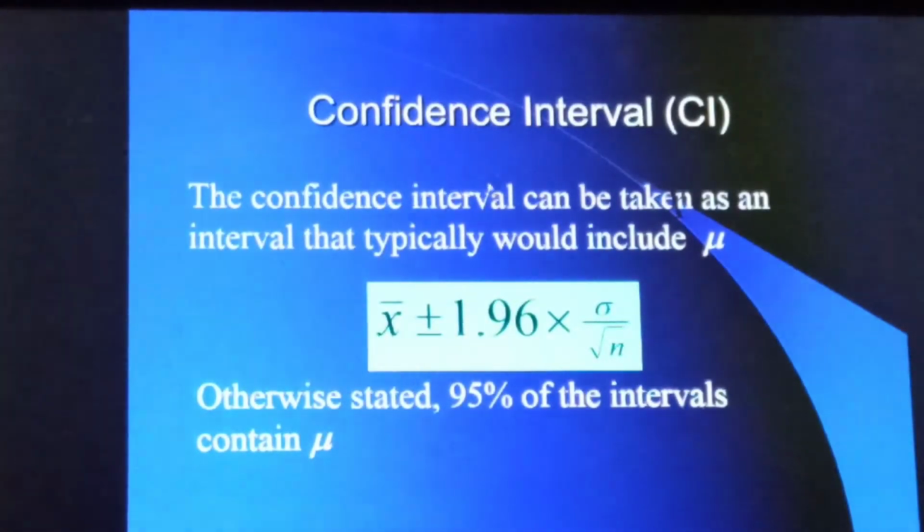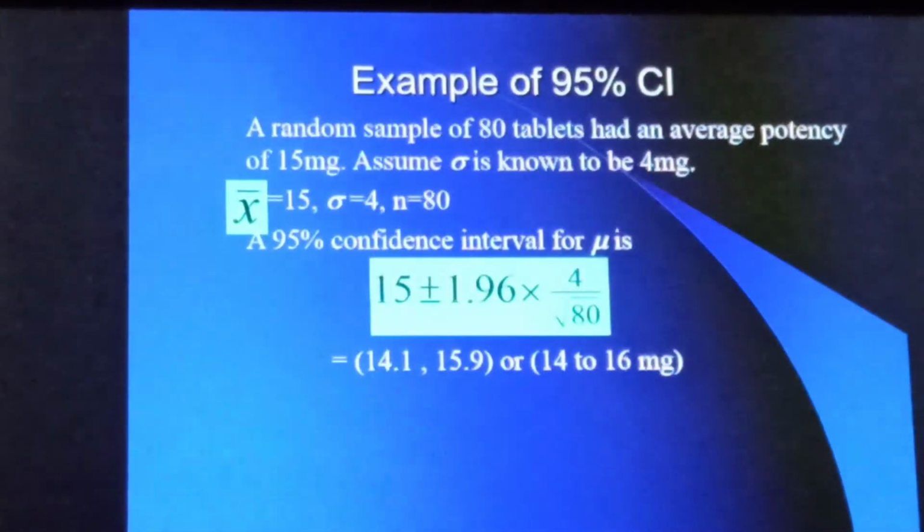And how do we compute the confidence interval now? X bar plus or minus 1.96 times the standard error, that is sigma by square root of n. This 1.96 we approximately say as 2. So 95% of intervals contain mu. Whatever two values we get here, our population mean lies between them with 0.95 probability. 95% chances are there.